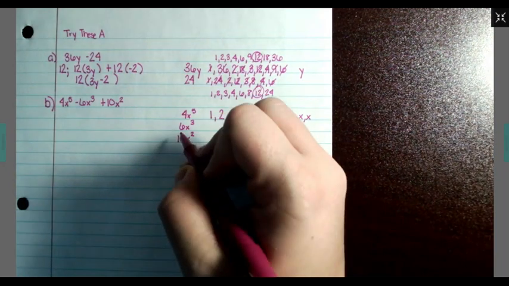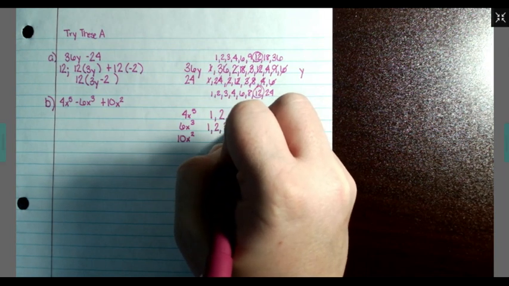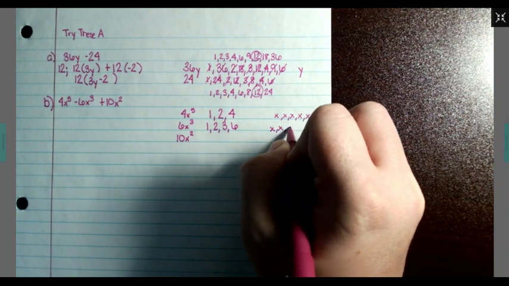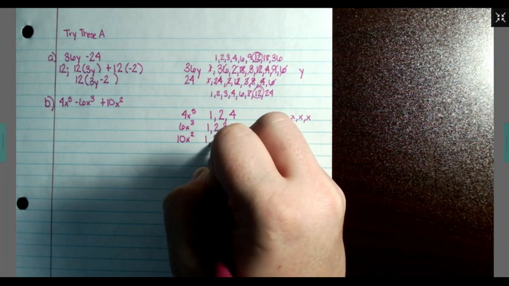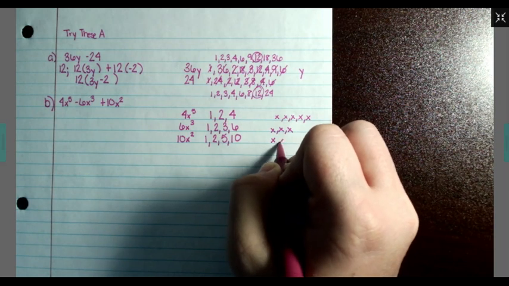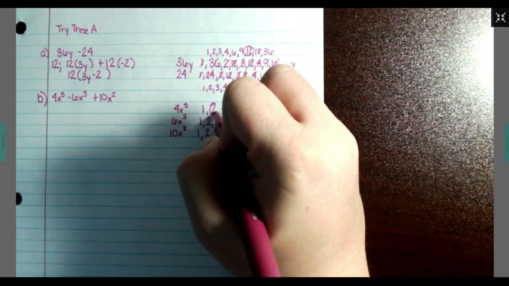Let's do our 6x cubed. So we've got 1, 2, 3, 6, and I've got 3 x's. Let's do 10. We got 1 times 10 and 2 times 5 are the only options here. And we've got 2 x's. We're first going to look at our coefficients. What is the greatest number that can be divisible into all 3 terms? 2.